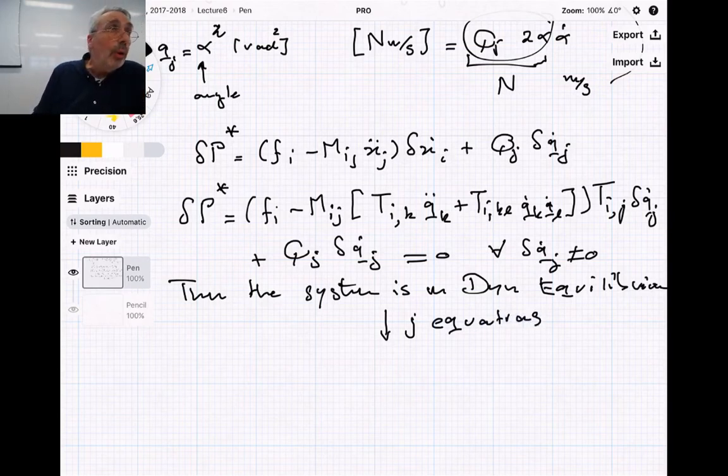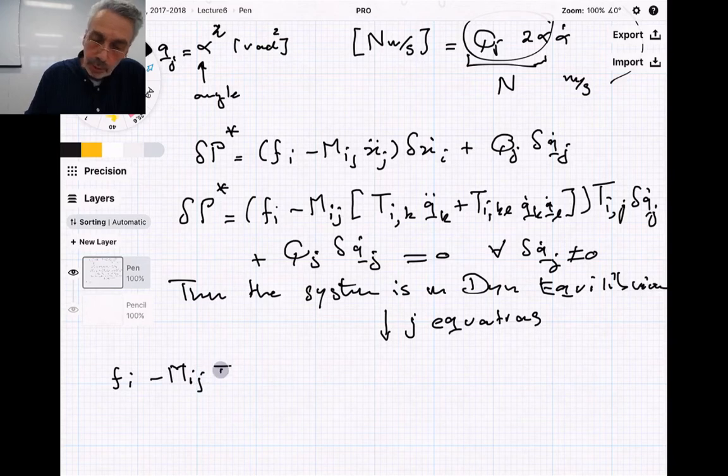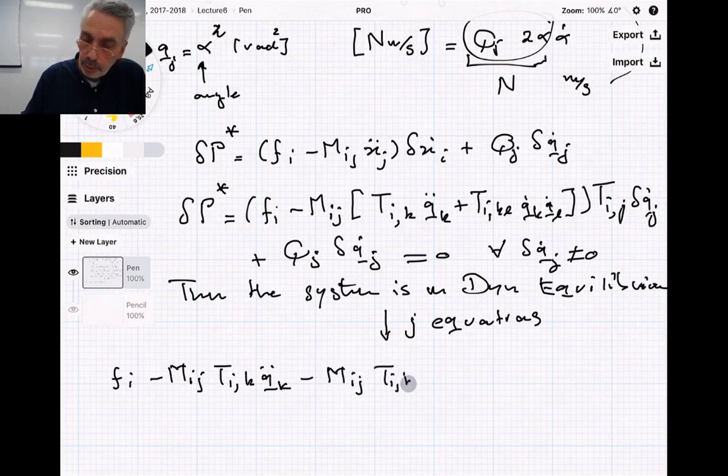And we have to reorder a little bit. Before we do that, just write all the terms out. So we have the Fi minus this Mij times Ti k q double dot k. So that's the first part of this guy. And then I do this times this. So I get minus Mij Ti kl q dot k q dot l. Always convective accelerations times mass.